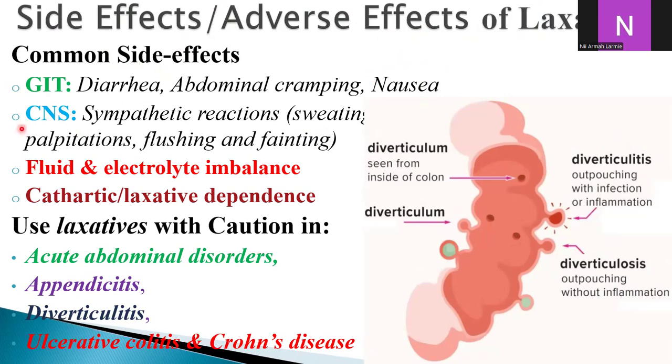Especially the mechanical agents that work through the brain, they can also stimulate the brain and lead to some sympathetic reactions like sweating, palpitation, flushing, and even fainting. Now, because we are losing fluids by laxation, it can also result in fluid imbalances. And whilst fluids are being lost, electrolytes like sodium are also being lost. So they can also cause sodium imbalances.